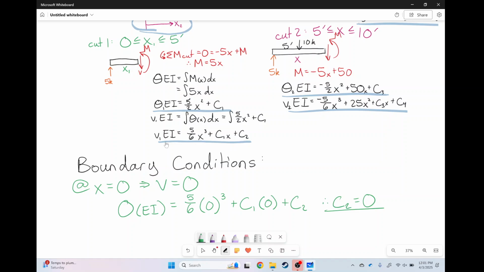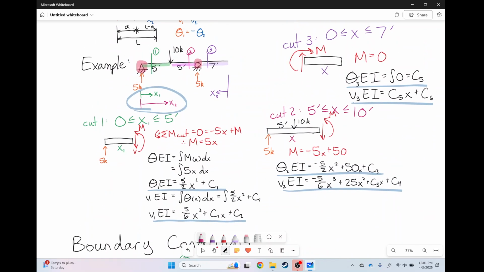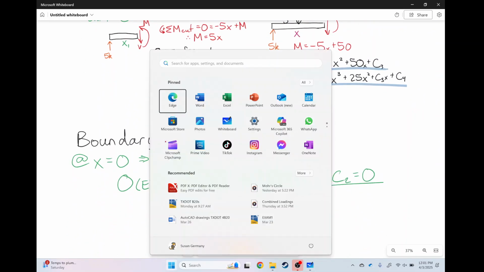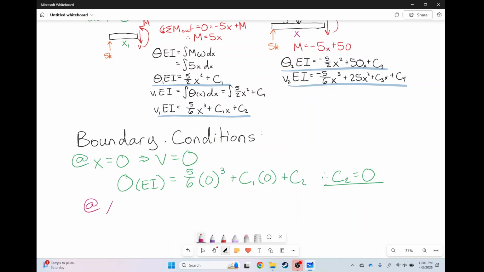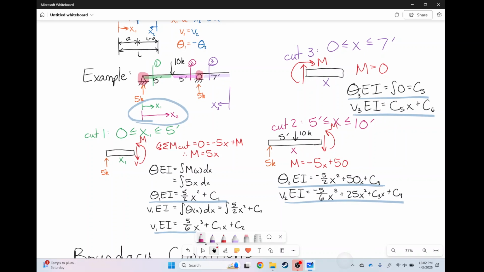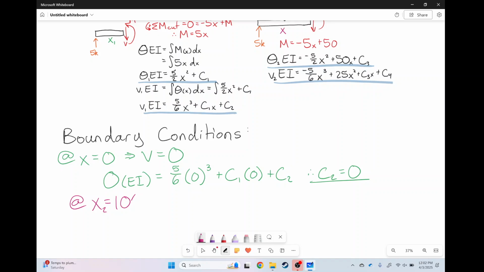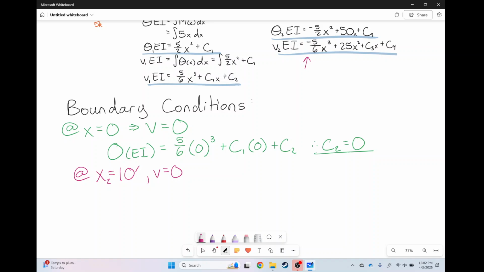The next one that we have, though, is going to be in the cut 2 region, or the cut 3 region. We're going to have both, right? We have the roller at x is equal to 10 feet, but technically it's x2, because we're in the x2 equation here. So when x2 is equal to 10 feet, that's us being right here, then we have deflection equal to 0. So again, we look at our x2 equation, and we plug in 10 for x and 0 for our deflection.